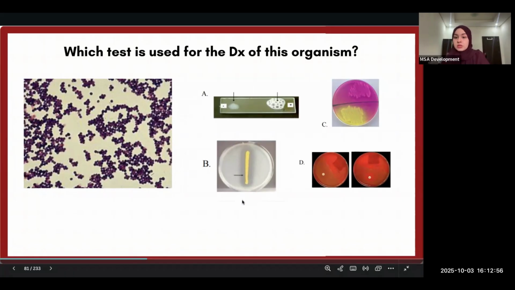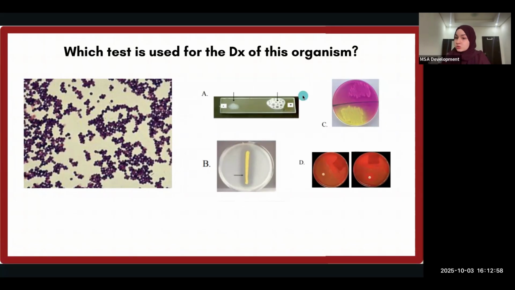B is the CAMP test. This won't help you, again. C is the mannitol salt agar, which we used to differentiate specifically Staph epidermidis and Staph aureus. So this is what you would use to be able to differentiate it. Because if it was Staph aureus, as I said, it will ferment mannitol. If it didn't ferment mannitol, it would be Staph epidermidis and it would remain pink.